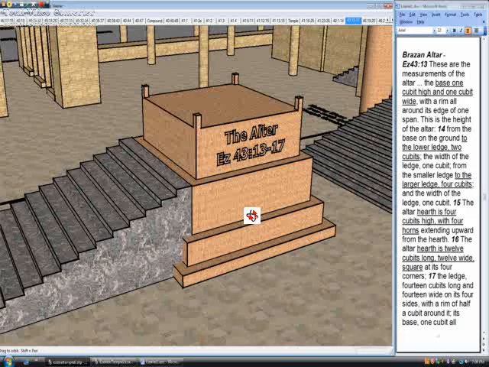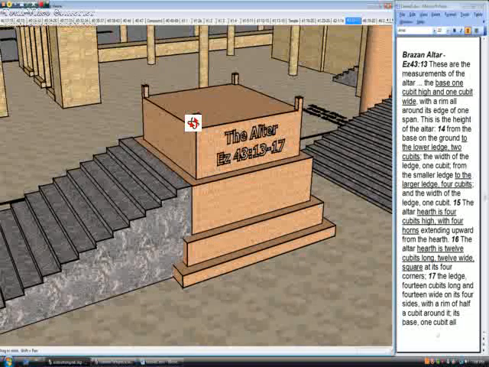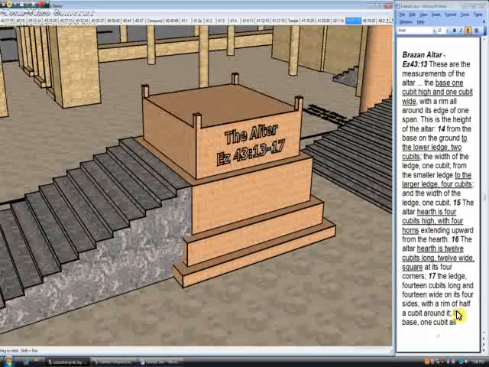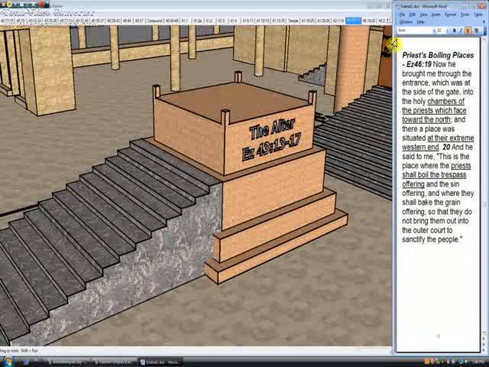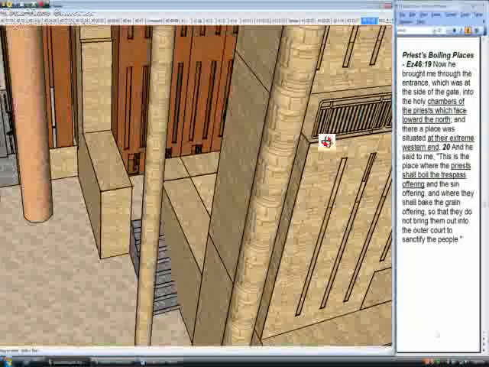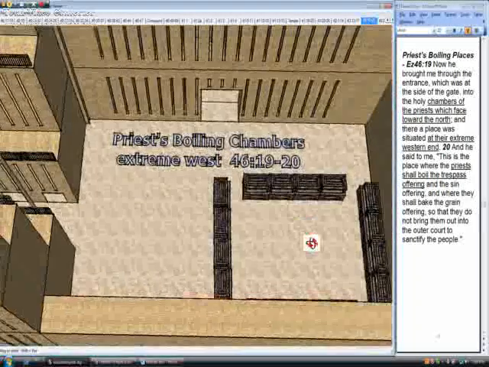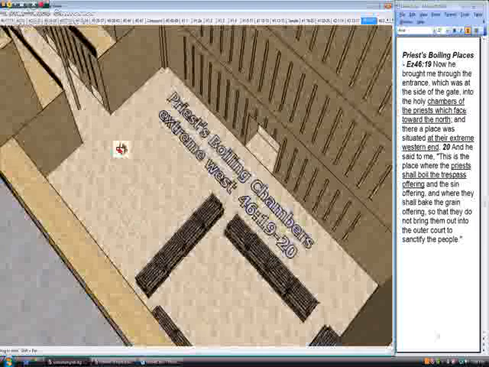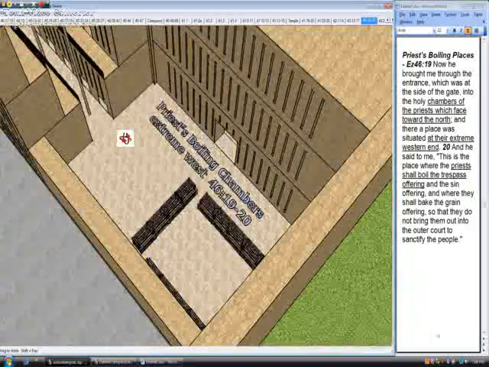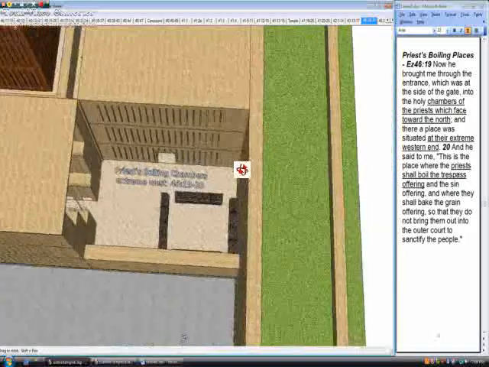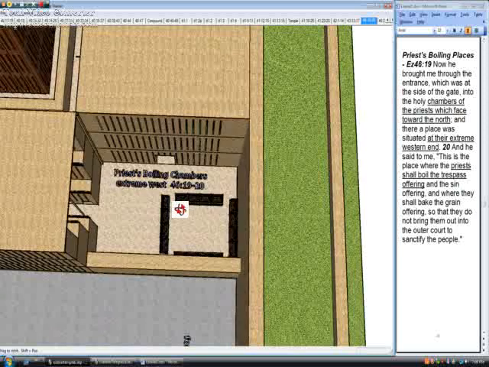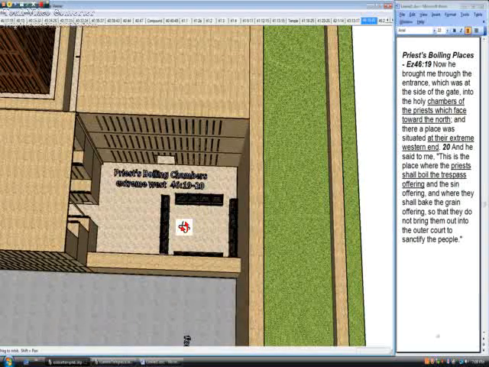Then he shows us the brazen altar before the temple. These stairs should go all the way up here, and the dimensions are right here for you. And the priest boiling places in the far western side. This is the walkway we just saw between the priest places there, between the galleries. And these boiling places are where the priests boil their sacrifices. And that's about all the time we have for this tape.